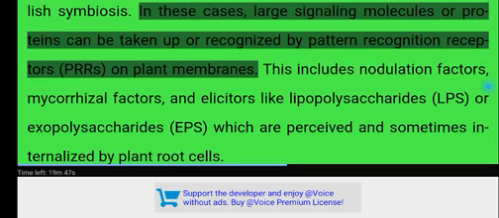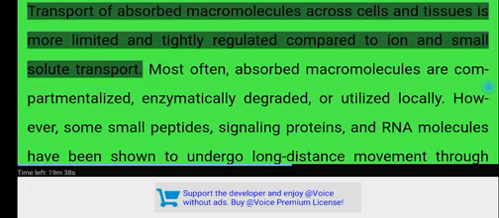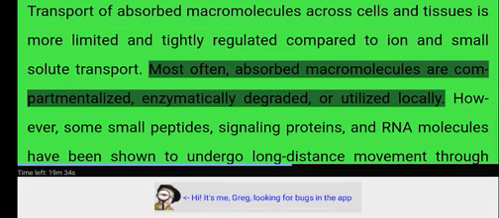In these cases, large signaling molecules or proteins can be taken up or recognized by pattern recognition receptors (PRRs) on plant membranes. This includes nodulation factors, mycorrhizal factors, and elicitors like lipopolysaccharides (LPS) or exopolysaccharides (EPS), which are perceived and sometimes internalized by plant root cells. Transport of absorbed macromolecules across cells and tissues is more limited and tightly regulated compared to ion and small solute transport. Most often, absorbed macromolecules are compartmentalized, enzymatically degraded, or utilized locally.